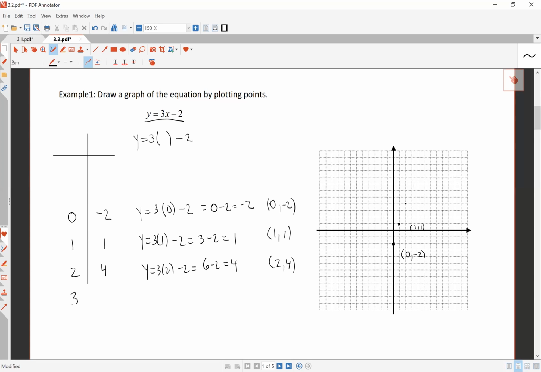Doing one more of these points on the right side of the y-axis. If x is equal to 3, we have 3 times 3 is 9. Take away 2 is 7, giving us the ordered pair (3, 7). So we go over to 3 and go up to 7.